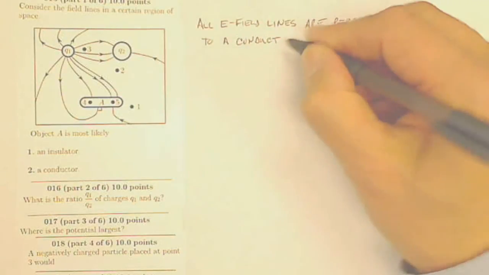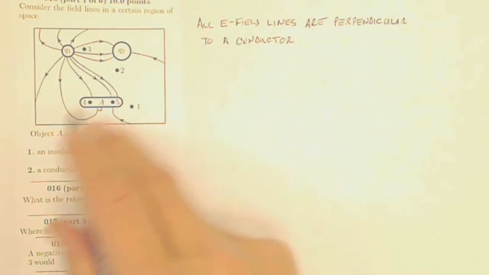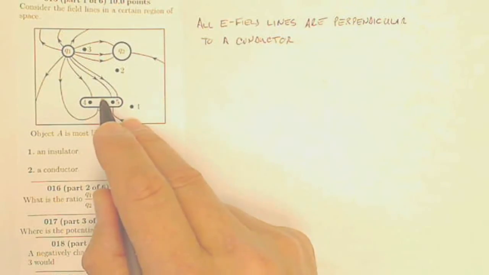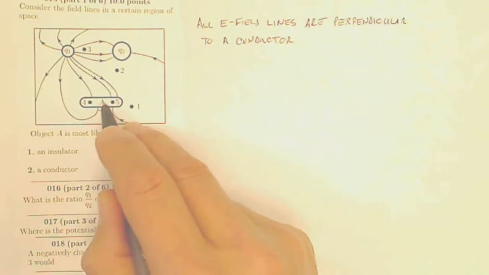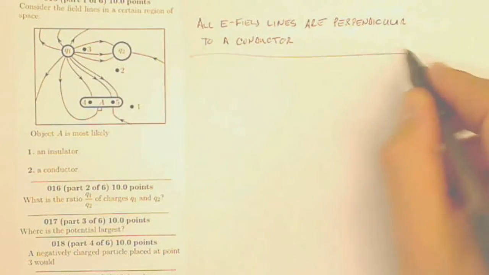The reason being that since it's a conductor, it's got free electrons that are free to move along the surface. If there was an E field along the surface, those electrons would move one way or another, until there is no left or right force on the charges. So the charges will rearrange so that all the lines are perpendicular to the conductor. So that answers number 15.